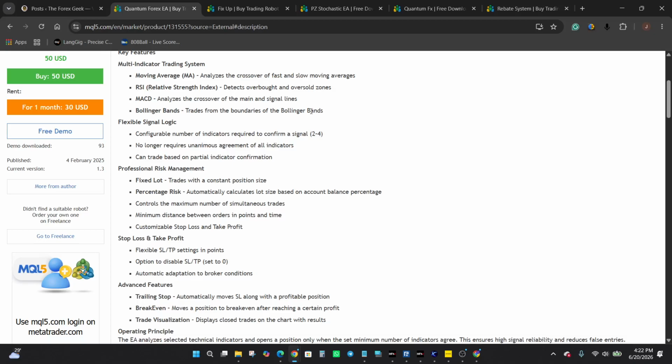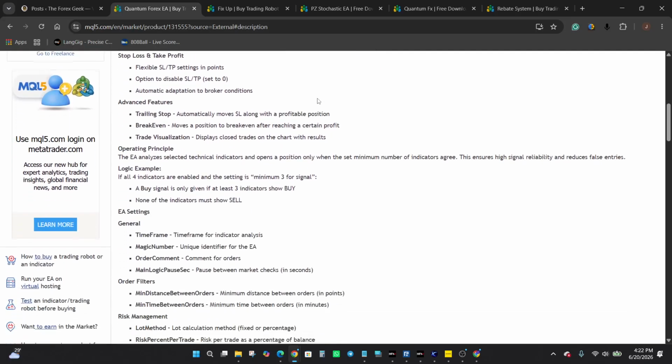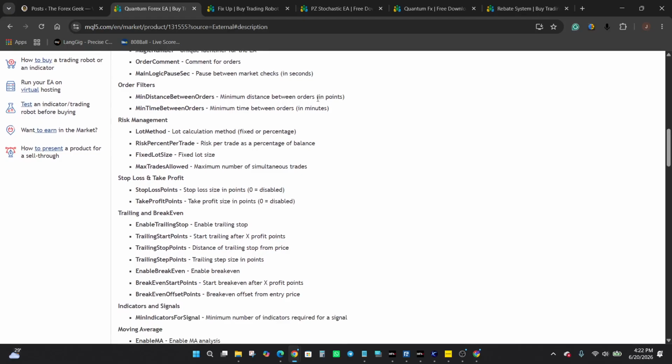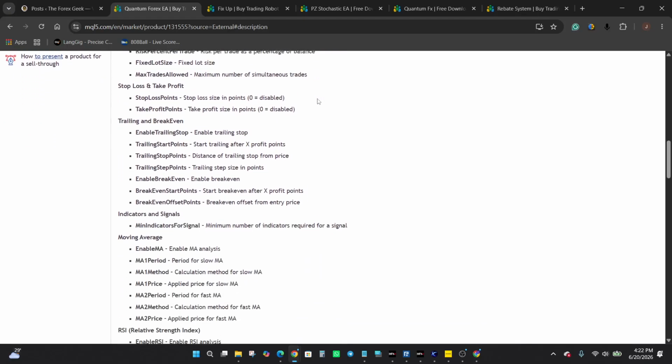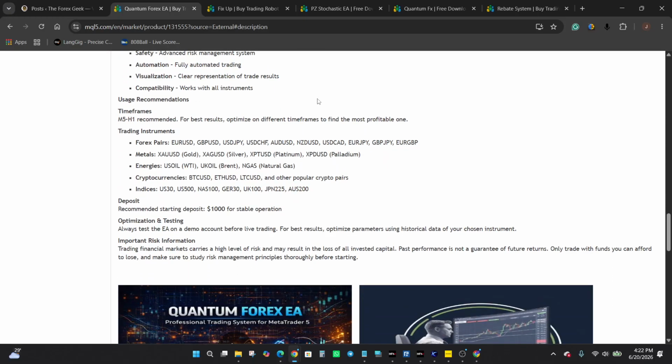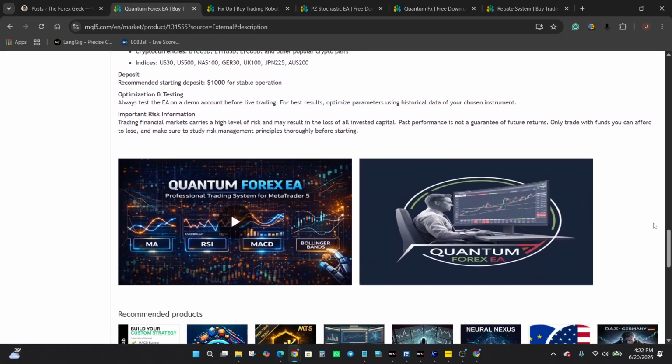The developer also notes that the EA is compatible with a broad range of instruments, including forex pairs, metals, energies, cryptocurrencies, and indices. Recommended time frames range from M5 through H1, and the product page suggests a starting deposit of $1,000 for stable operation.